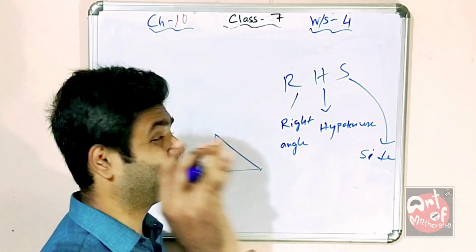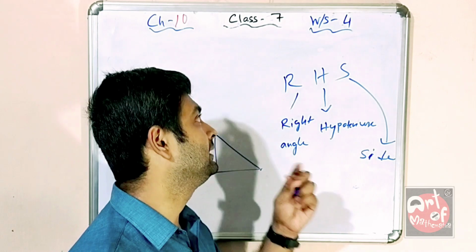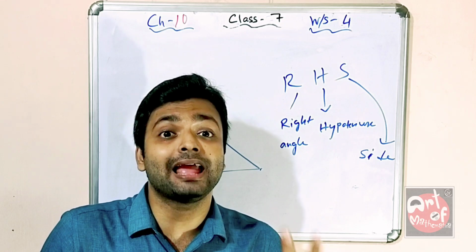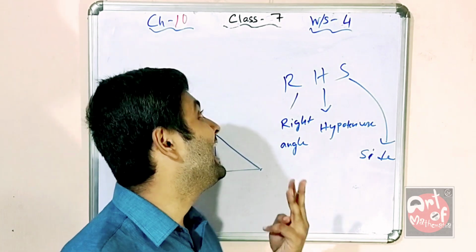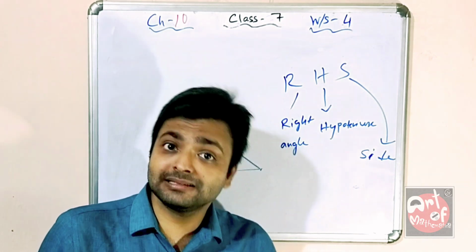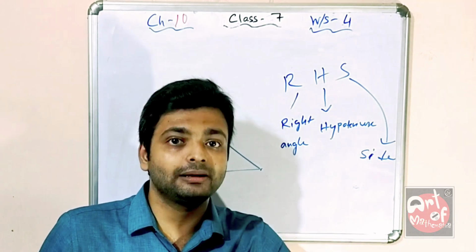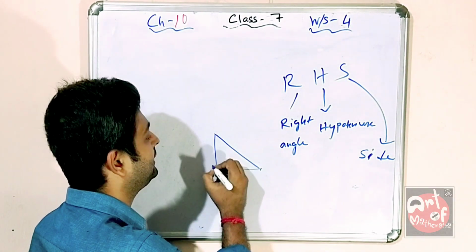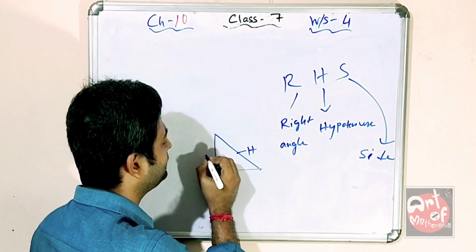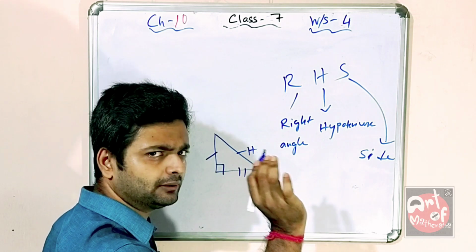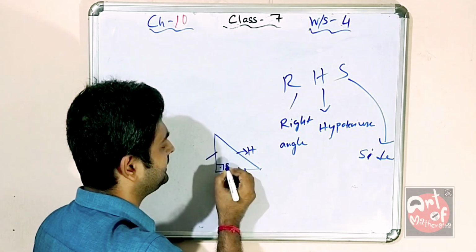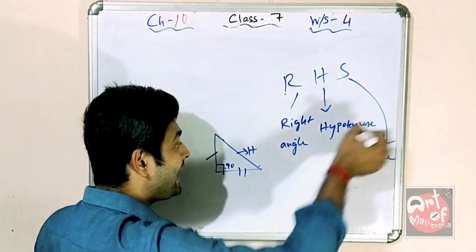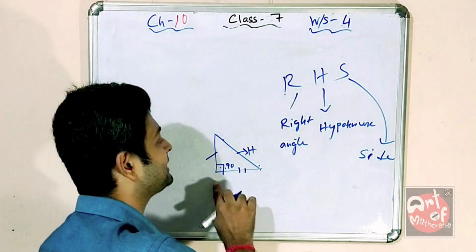There are 4 criteria over there: SSS, which we did in worksheet 1; SAS, side angle side, where the angle is the included angle; angle side angle, where this time the side is the included one; and the last worksheet, RHS. So definitely 90 degree, opposite hypotenuse, and any one side, either this one or this one, any one. A 90 degree right angle should be given, the hypotenuse length has been given, and any one side has been given.